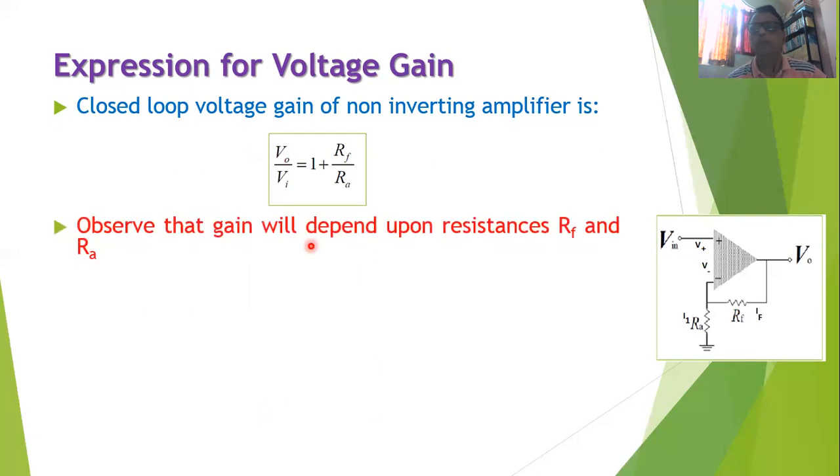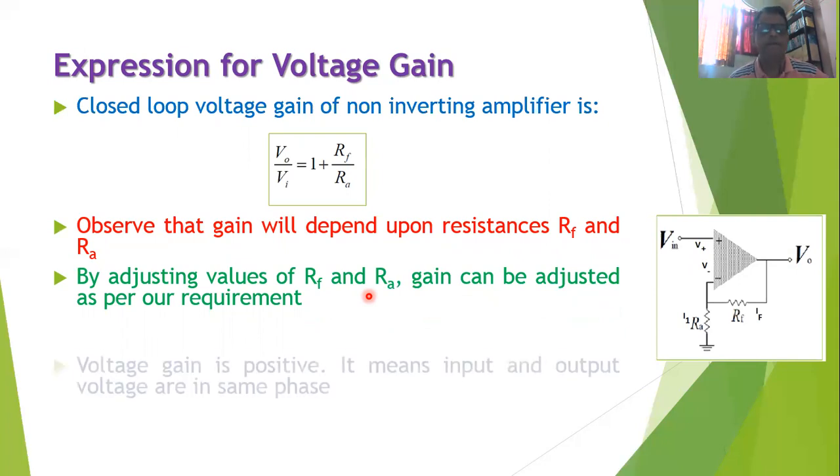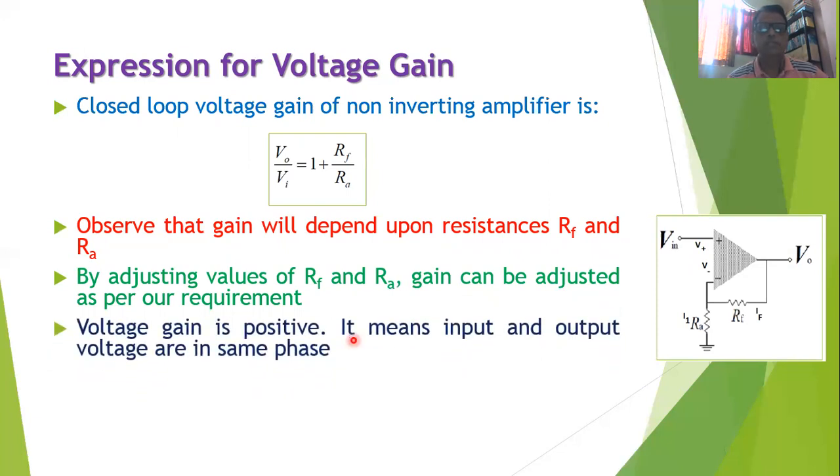Observe that the closed loop gain of the non-inverting amplifier will depend upon the resistances Rf and Ra. By adjusting the values of Rf and Ra, the gain can be adjusted as per our own requirement. So any desired gain can be easily obtained by simply adjusting the values of Rf and Ra. Also, from this expression, we observe that the voltage gain is positive. It means that the input voltage and output voltage are in the same phase, and there is no phase inversion.